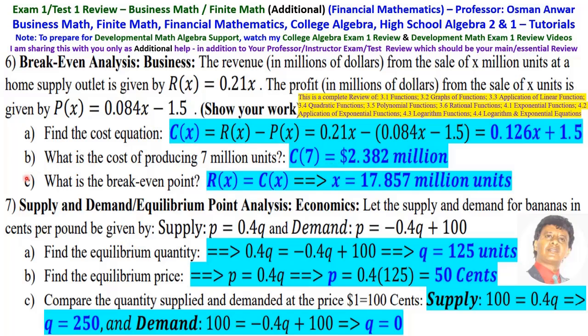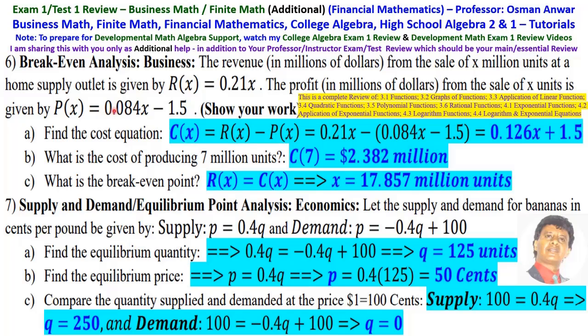Okay, what is the break-even? The break-even is when revenue equals cost. When revenue equals cost, that is when profit is 0. So break-even means you didn't make any money, but you didn't lose any money either. So you are at 0. The profit is completely 0.